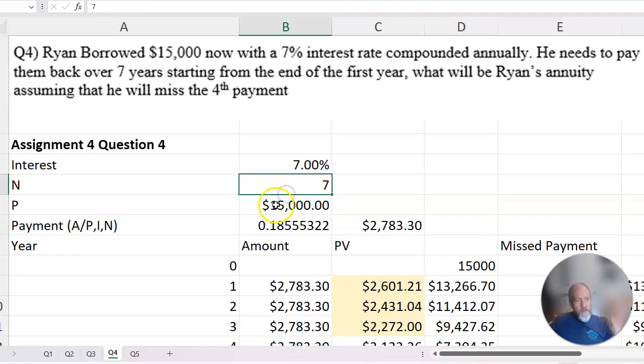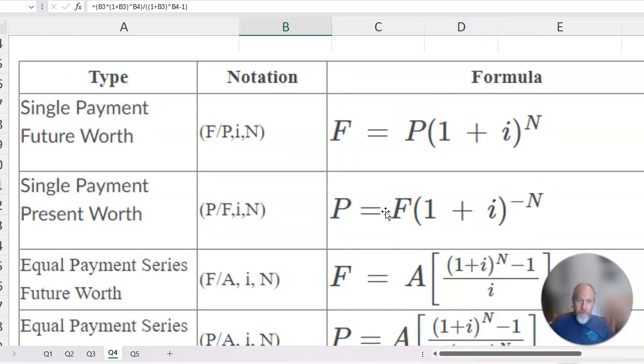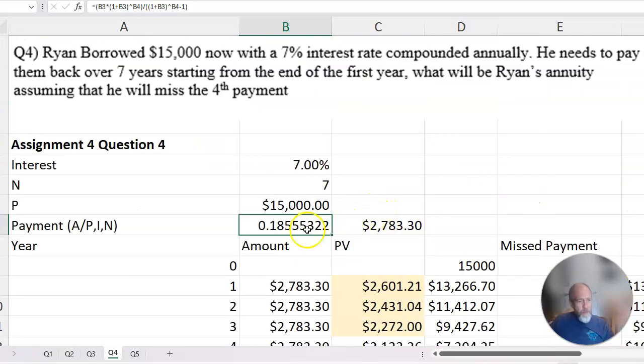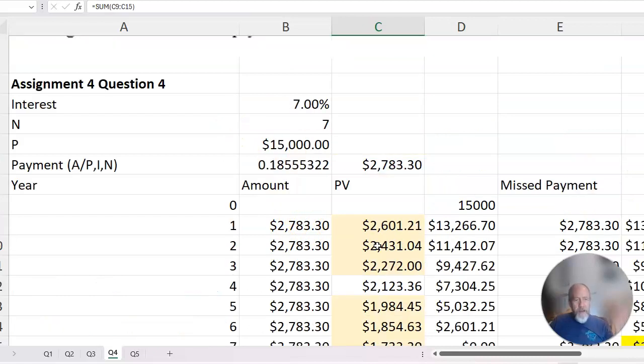We know the present value is 15,000. A over P is that good old equation. I can go down here and go, well, look at that, A over P, which is actually just the inverse of this guy, P over A. Hey, inverse is A over P. Amazing how this math works. So his payments are $22,783.30. So if you were to make all these payments, and we calculate the present value of all those payments from years 1 through 7, it adds up to $15,000. That's the same amount that he borrowed.